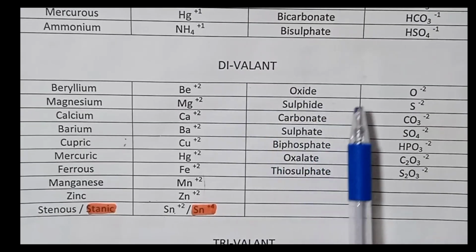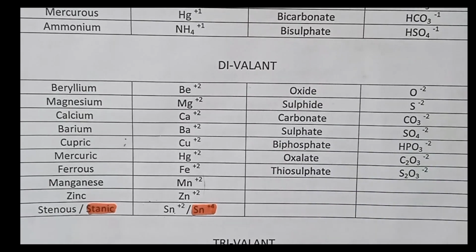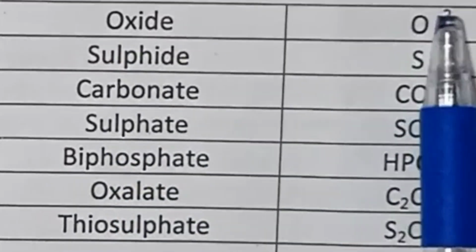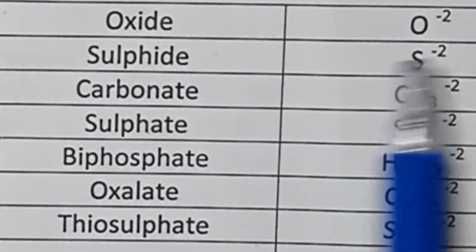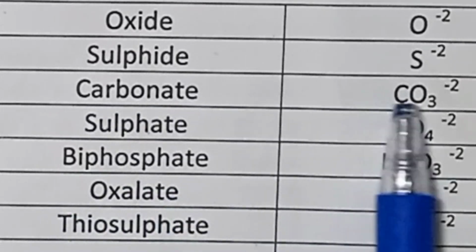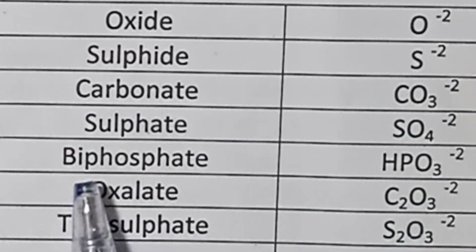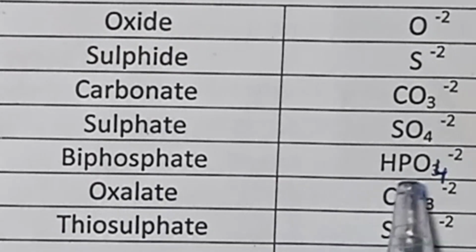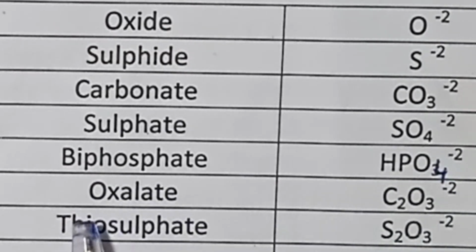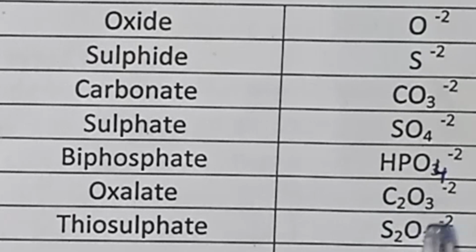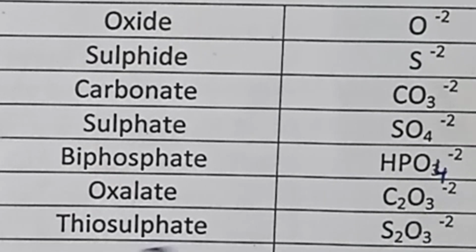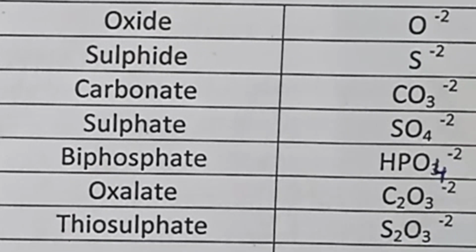Now divalent anions, meaning negative ions: oxide O minus 2, sulfide S minus 2, carbonate CO3 minus 2, sulfate SO4 minus 2, biphosphate HPO4 minus 2, oxalate C2O4 minus 2, thiosulfate S2O3 minus 2.